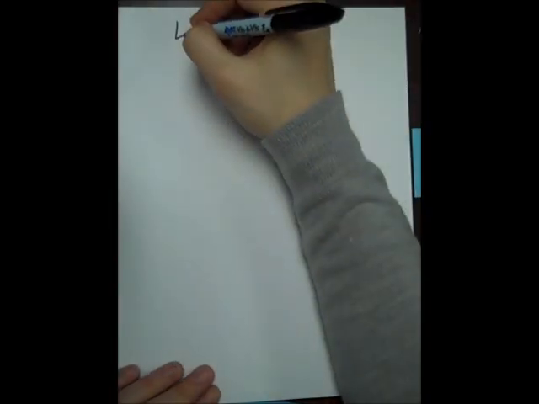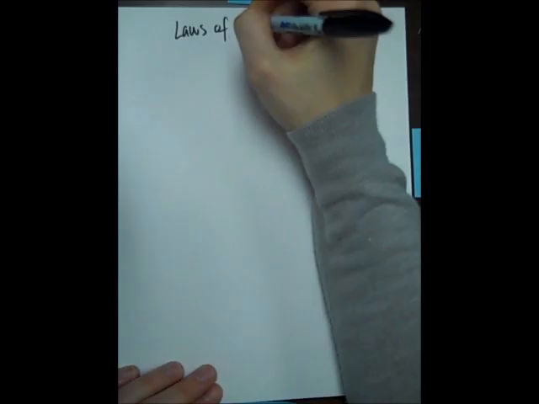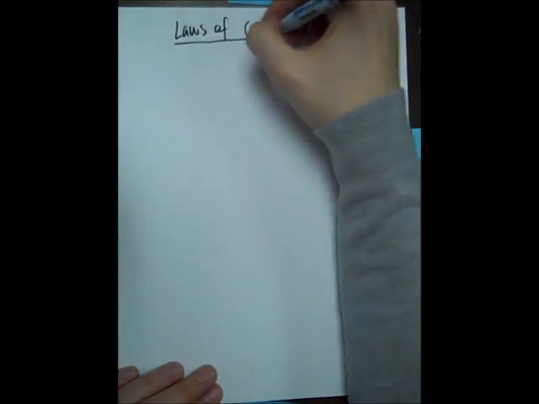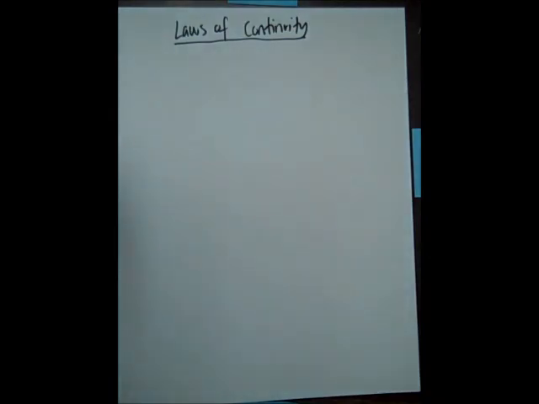So whenever we were doing limits, we started out graphing limits and then we said we don't really want to graph anymore. What we want to do is do it algebraically. Same with continuity. We don't necessarily want to have to graph all of our functions and then decide if they're continuous, so we have laws of continuity.